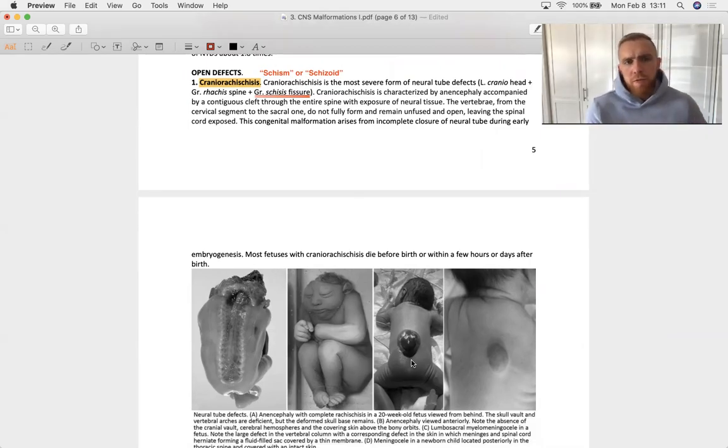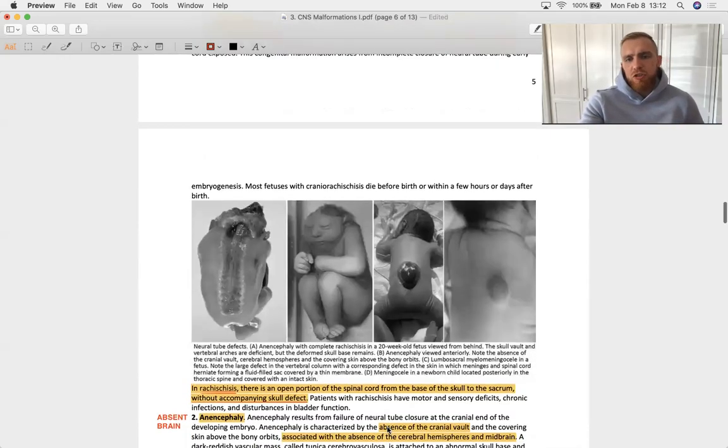The first example of this is called cranioraschisis. So cranio meaning head, rachia meaning spine, schisis meaning split or fissured, and that's the same root as in the word schism or schizoid. So recognize this because it will show up again when you study the gastrointestinal tract. There's a concept called gastroschisis, which is, you guessed it, the anterior midline is split open and the patient's bowels are protruding out of that fissure.